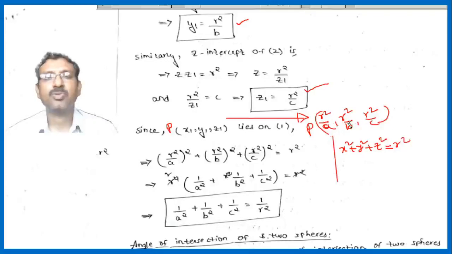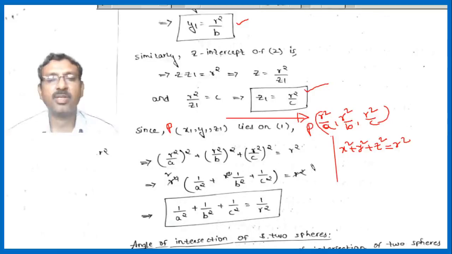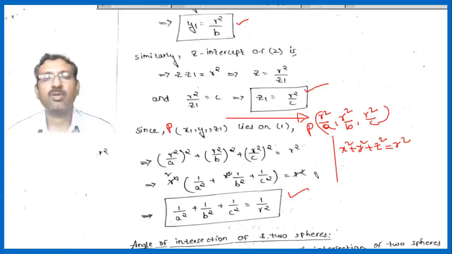Substitute these values, we get r power 4 common. So r power 4 into 1 by a square plus 1 by b square plus 1 by c square equals r square. Shifting to the right side, r square cancels. So 1 by a square plus 1 by b square plus 1 by c square equal to 1 by r square, which is the required relation.